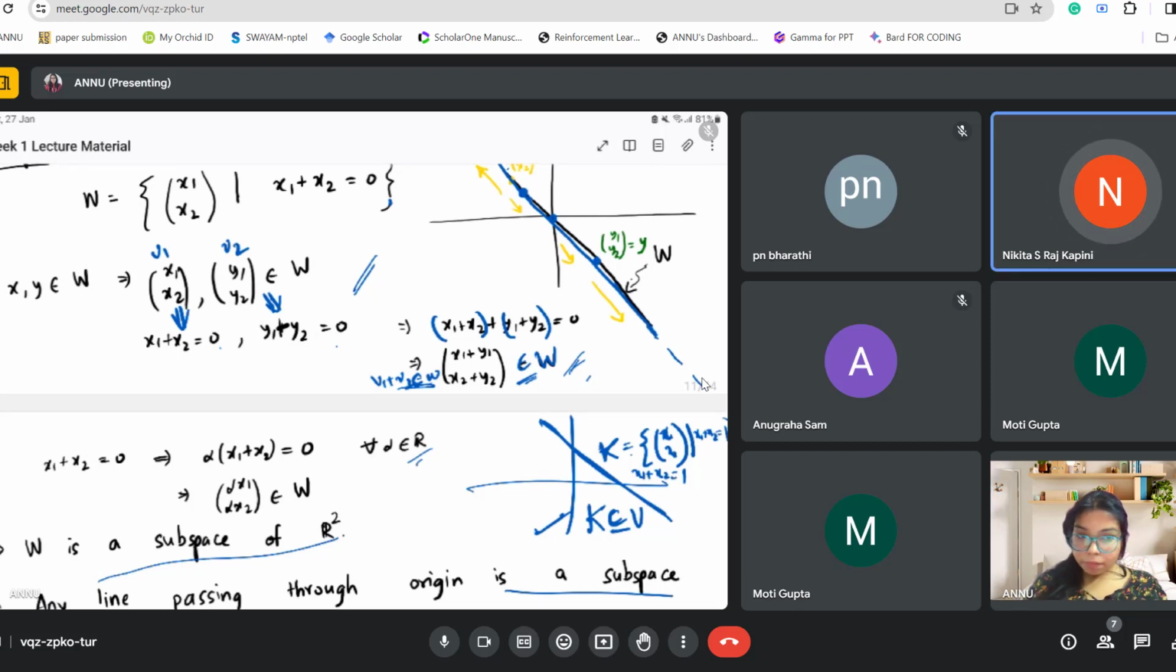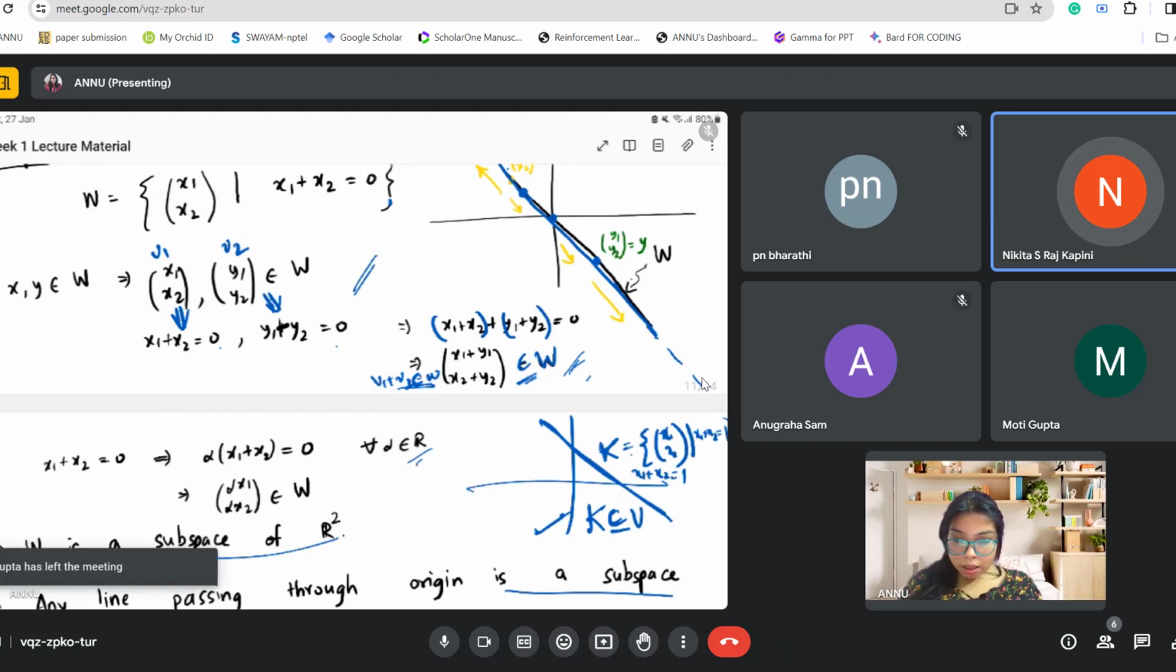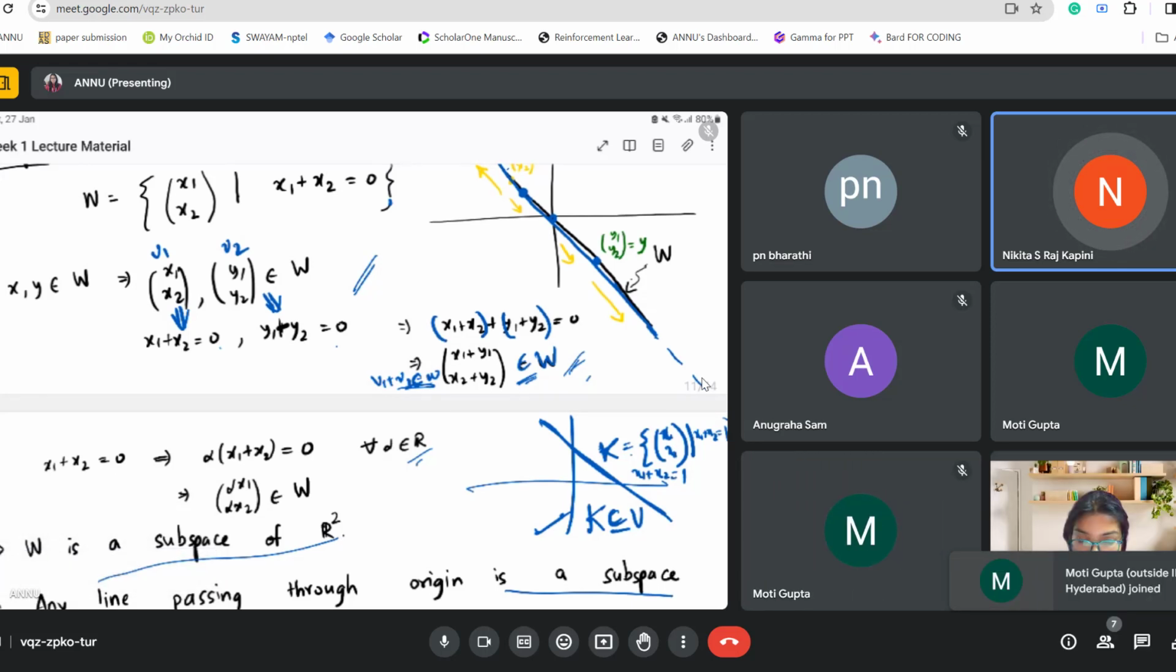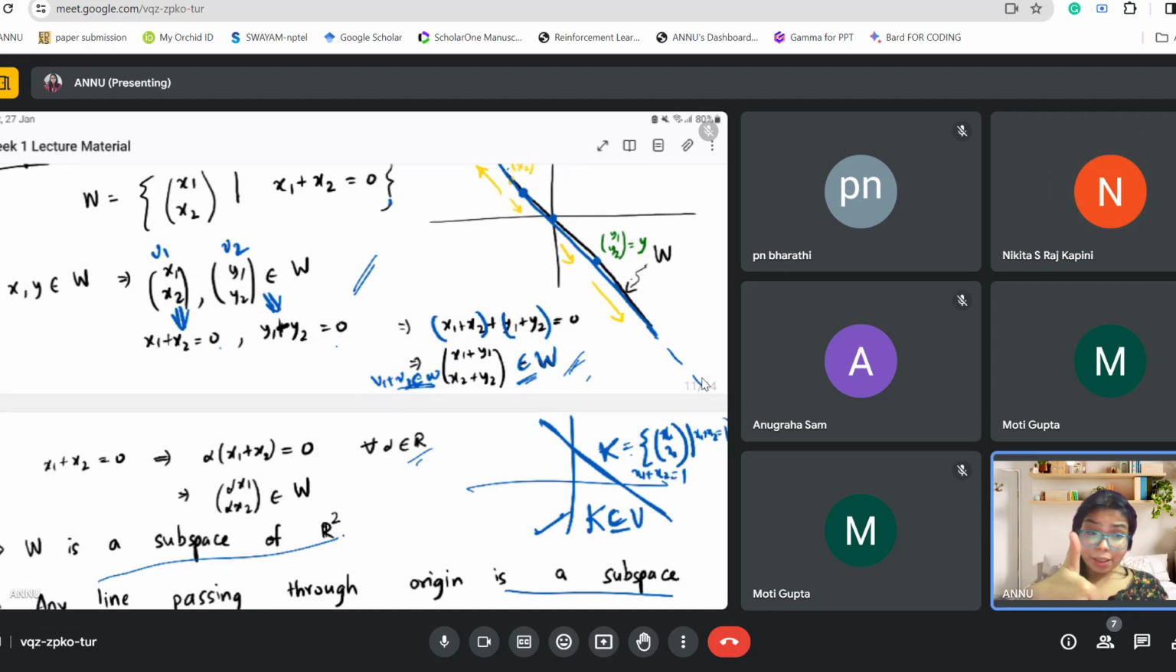Ma'am, it's not a subspace. I mean, it is not a vector space, because if you consider another (y1, y2) as a vector belonging to K, which follows y1 plus y2 equal to 1, and if you add them, it's not closed under addition because it will end up becoming 2. Yeah, very true, very true.